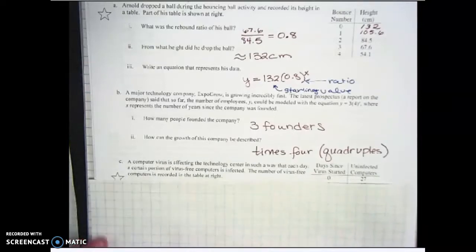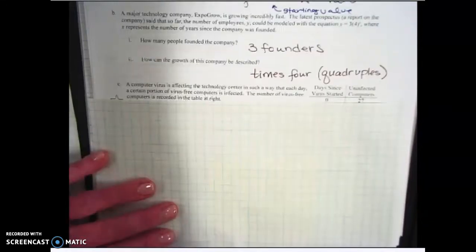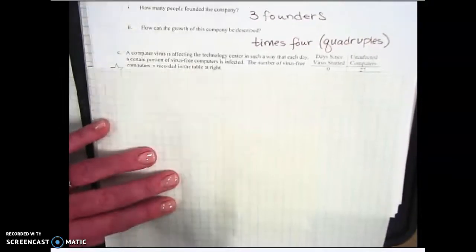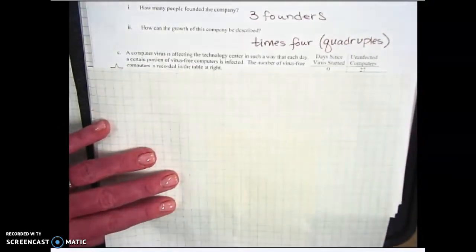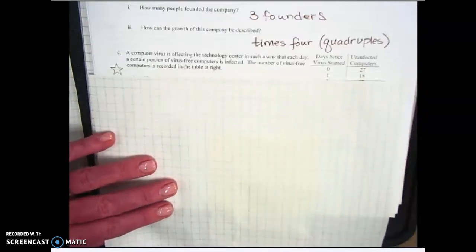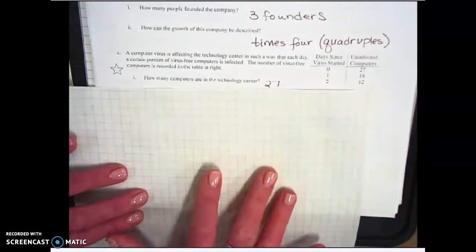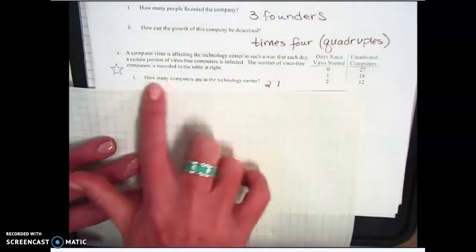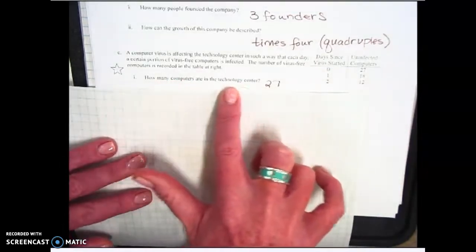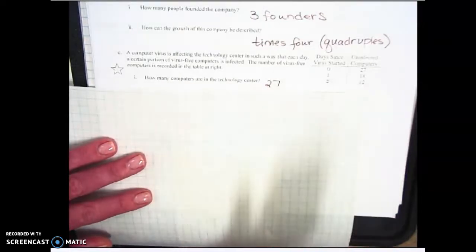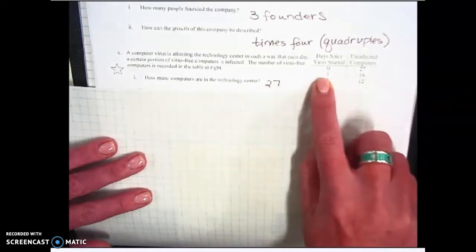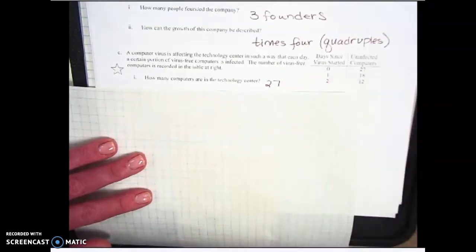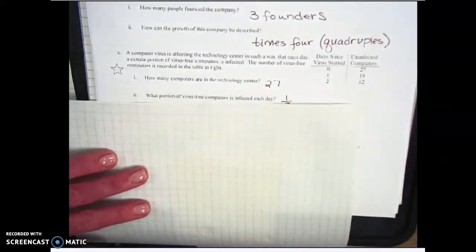So part C says a computer virus is affecting the technology center in such a way that each day a certain portion of the virus-free computers is infected. The number of virus-free computers is recorded in the table at right. So the first thing they want to know is how many computers are in the technology center to begin with. 27, right? That's day 0. There's 27 of them, okay?